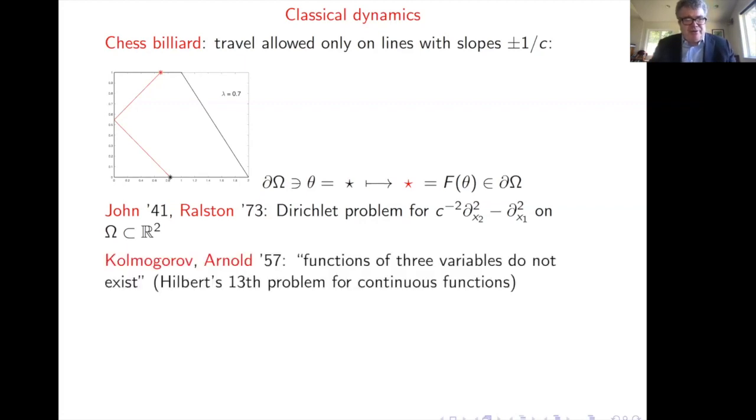And it actually also appeared in the work of Kolmogorov and Arnold. And in sort of a review article, Arnold said that actually considering this was his entry to dynamical systems. And that, I'm not going to go into this, but that led to a solution of Hilbert's 13th problem for continuous functions, which in plain language says that functions of 3 variables do not exist.